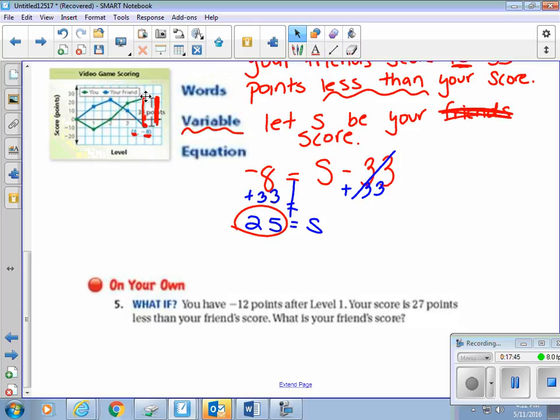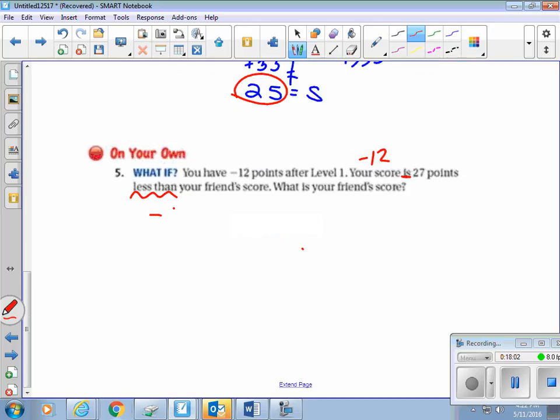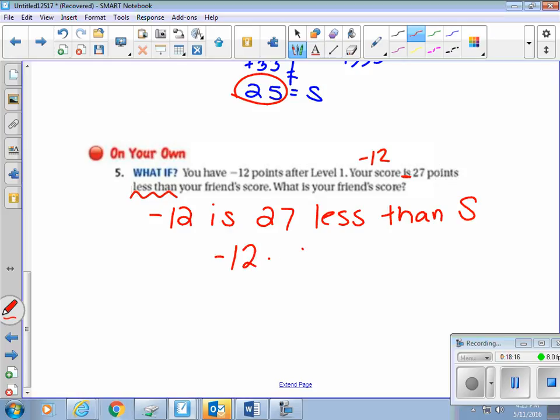For this one, you have -12 points, and your -12 is 27 points less than your friend's score. Let's use S again for score. So I have -12 is 27 less than my friend's score, S, whatever that may be. You should have -12 equals, I see less than here, so I'm going to switch these two: S minus 27.